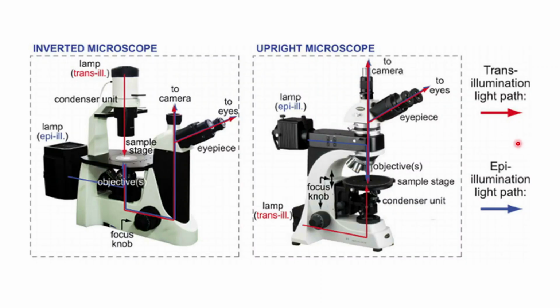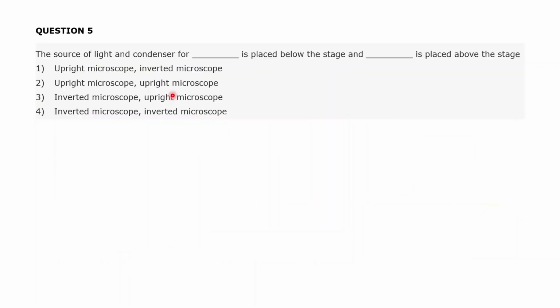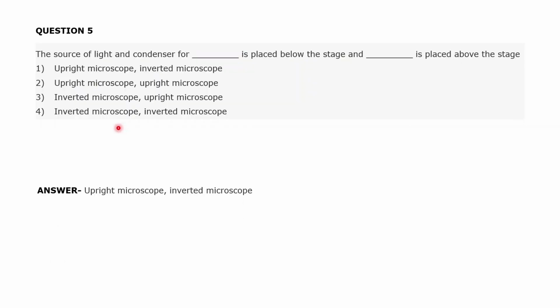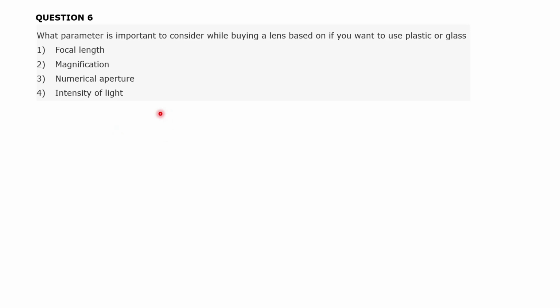You can see that in the upright microscope, right? The source of light, that is the condenser, you can see is placed below the stage, as well as in case of the inverted microscope, it is placed above the stage. You can see that the source of light is placed there. I'm not going to give a detailed explanation because I think I have properly explained it in the previous slides. So I will go into the next question.